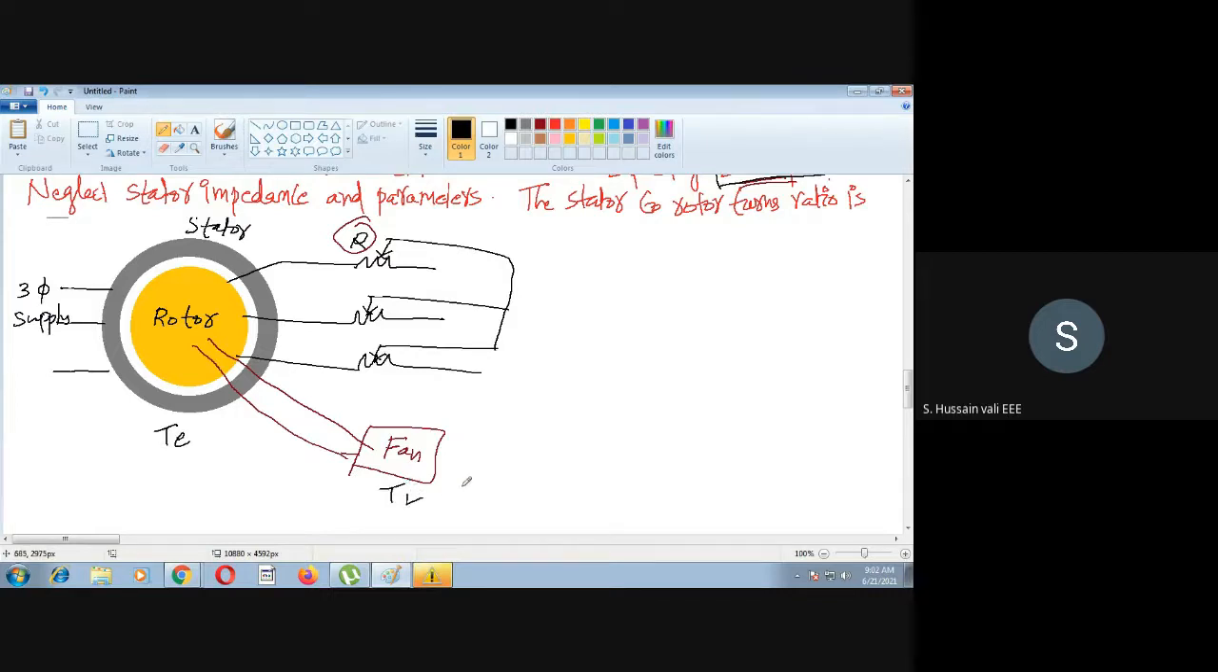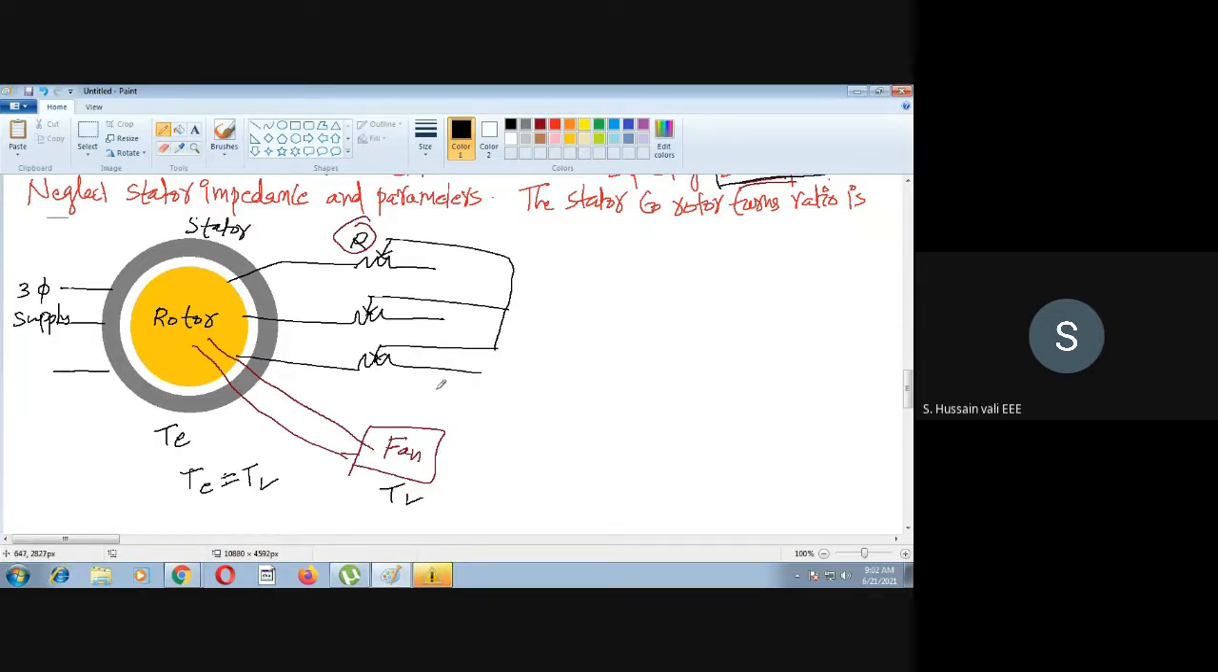So I hope you know this thing that at equilibrium Te is equal to TL, in the sense that initially when you turn on the supply, the fan is not running because the fan is at rest. So when the fan is at rest, I hope you know this thing, in case of the fan, you need this equation.